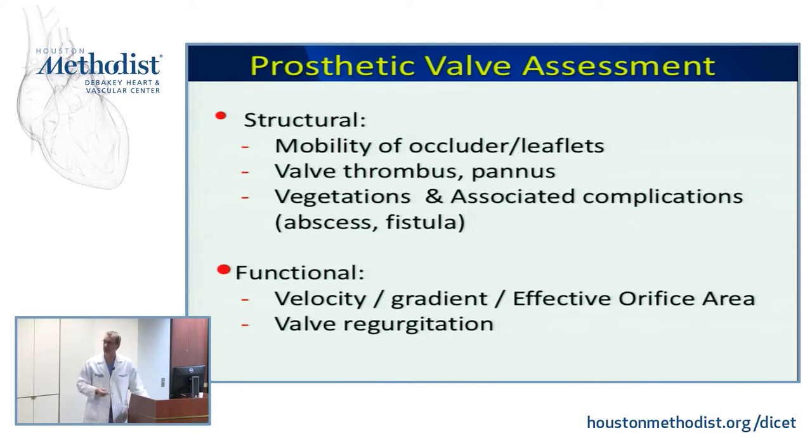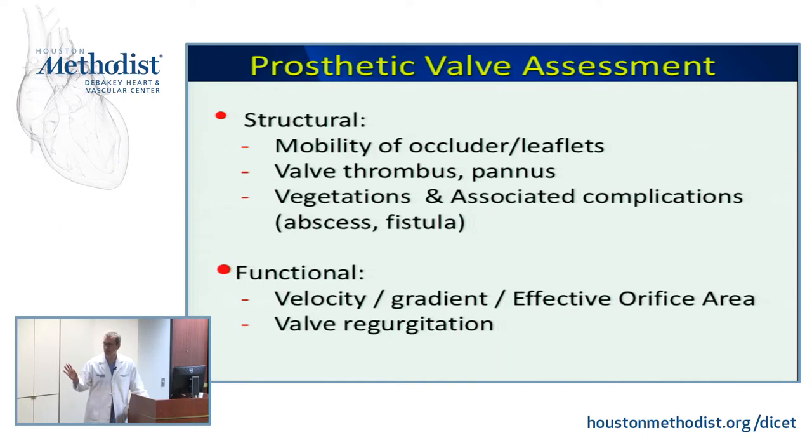So the structural issues are the leaflets themselves, things below the leaflets, like a thrombus or a pannus. Obviously vegetation, particularly with Staph aureus, it'll destroy anything and everything, even close to the valve. So if you've never seen a fistula between two chambers, if it's a prosthetic tissue of any kind and it's Staph aureus, you can get a fistula anywhere. There's no tissue plane that gets respected with a Staph aureus prosthetic material infection.